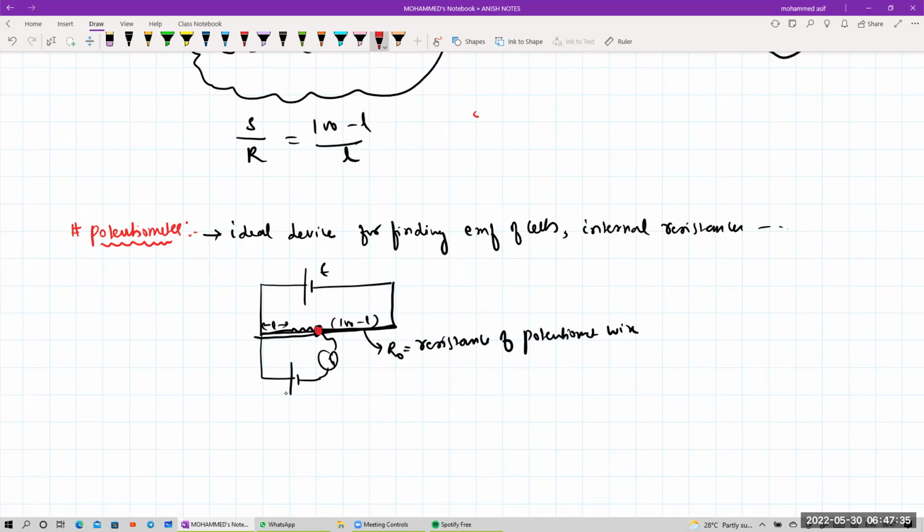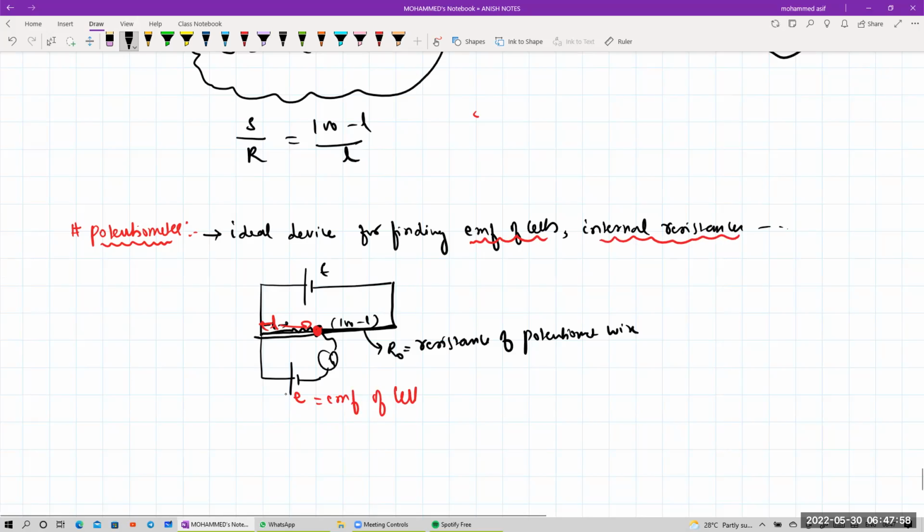So from this middle point up to here, wherever it is balanced, this is your length L. Total is 100, so the remaining is 100 minus L. Then the EMF here I am taking as small e, known as the EMF of the cell. So it is used for what, beta? Calculating the EMF of the cell and the internal resistance of the cell.